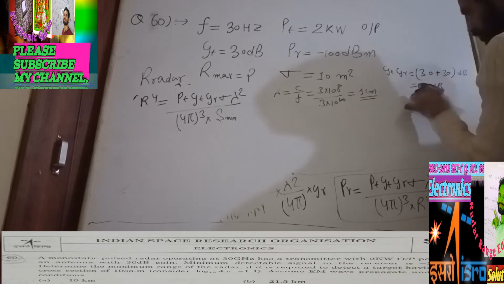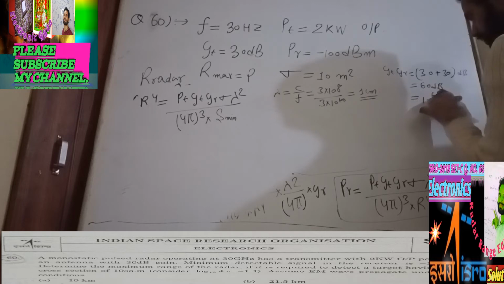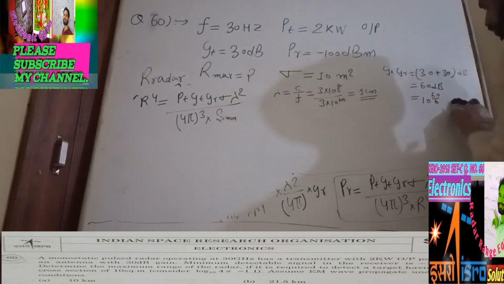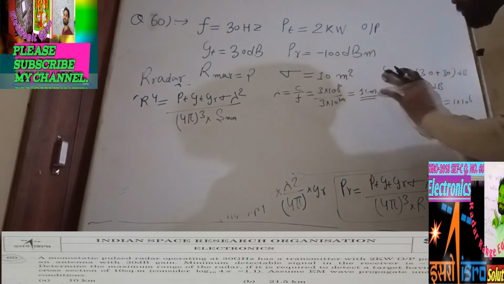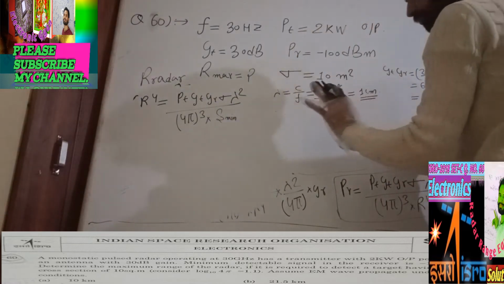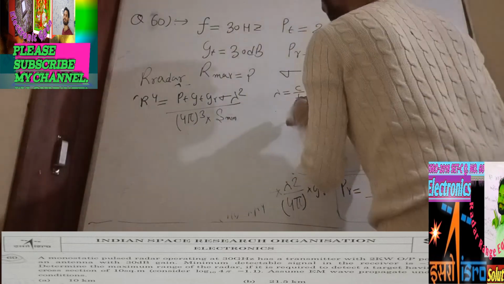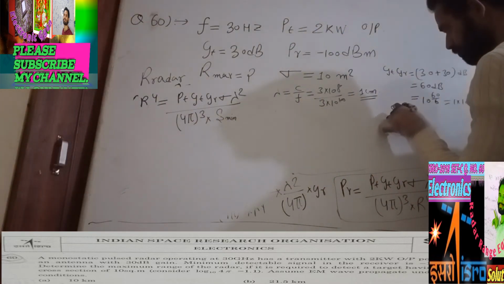What, 60 dB? Okay, so this 60 dB is nothing but 10 to the power 60 by 10. Yes, 60 by 10. Okay, so this is the gain. There is no unit for this gain. So 10 to the power 60 by 10, which is nothing but 1 into 10 to the power 6. Yes, this is GTGR.